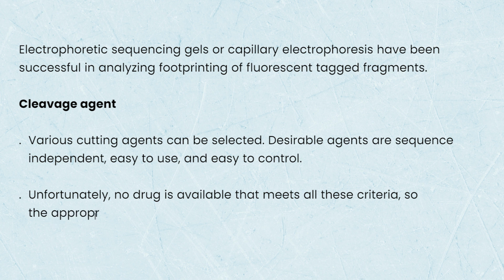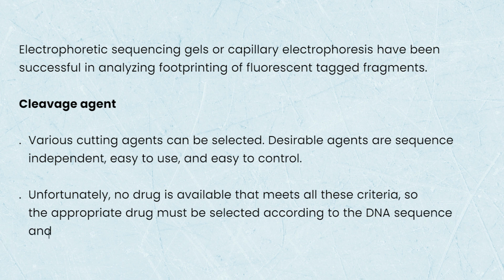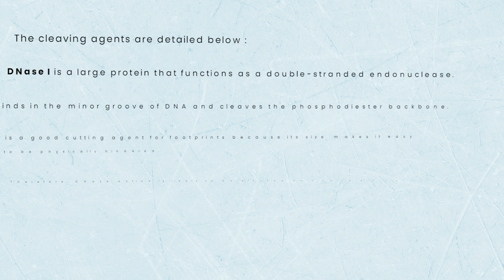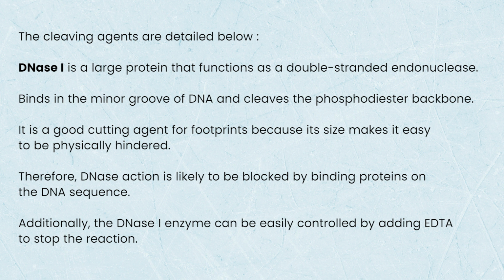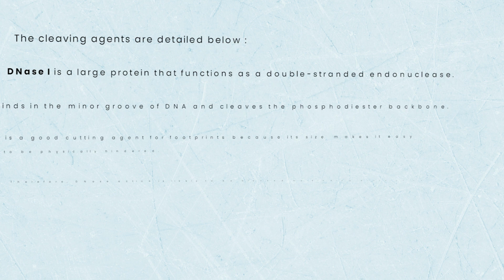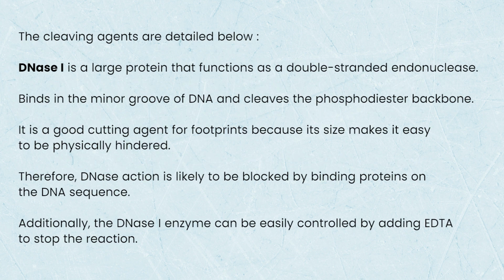So, the appropriate drug must be selected according to the DNA sequence and ligand of interest. The cleaving agents are DNase 1, a large protein that functions as a double stranded endonuclease, binds in the minor groove of DNA and cleaves the phosphodiester backbone. It is a good cutting agent for footprints because its size makes it easy to be physically hindered.